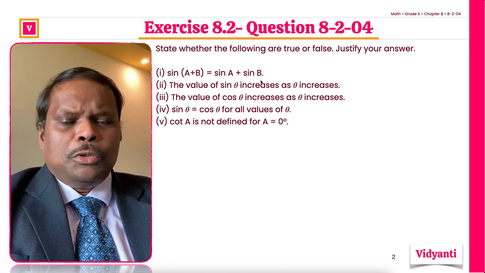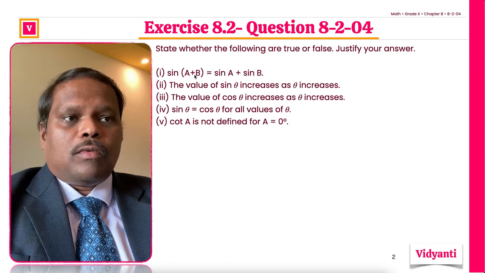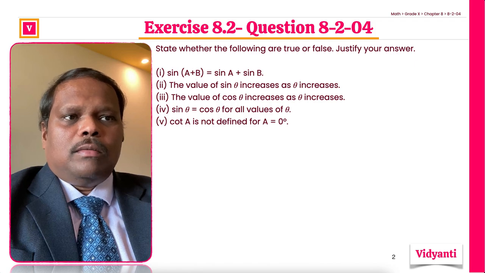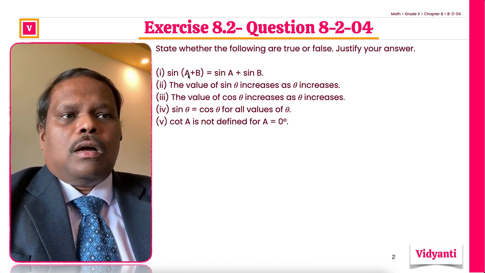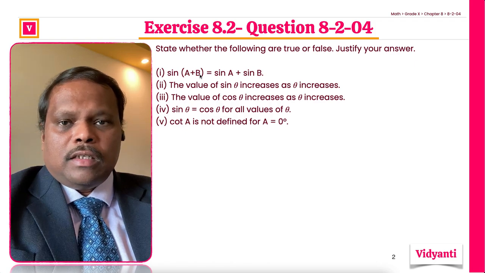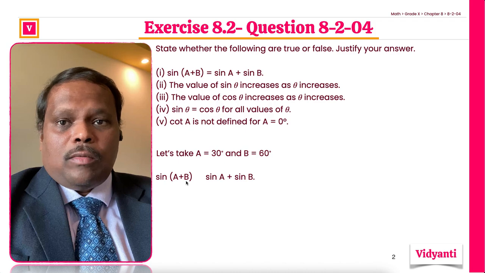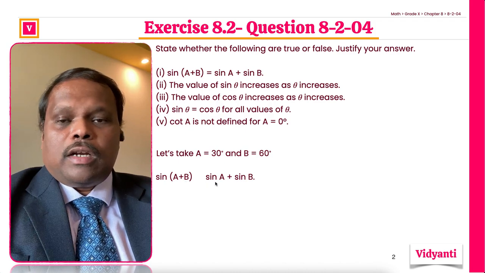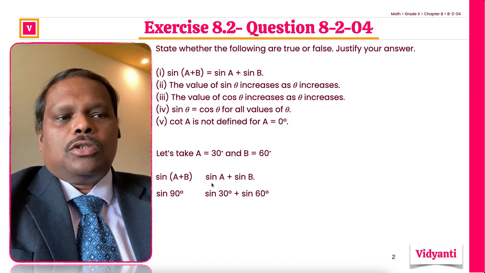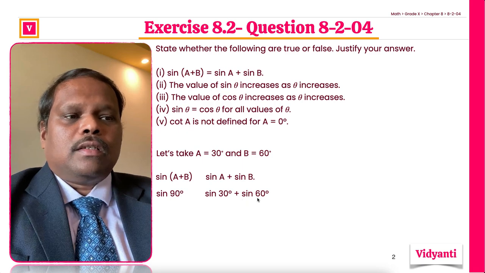That's not true. We cannot distribute the sine operator over individual terms. That's absolutely illegal. And we can cross-check, verify by taking some random values. Let's take A as 30 and B as 60. On the left-hand side, we will have sine of bracket A plus B, and on the right-hand side, we have individual sine A plus individual sine B. So sine of 90, is it the same as sine of 30 plus sine of 60?